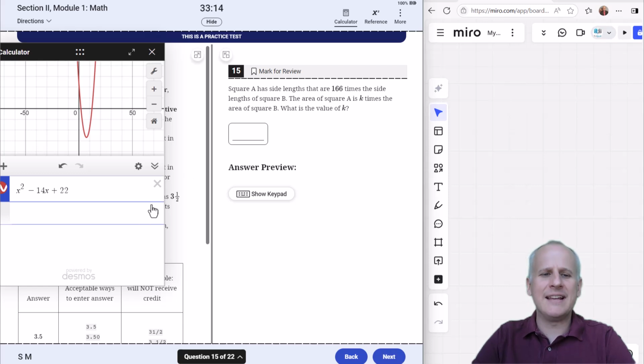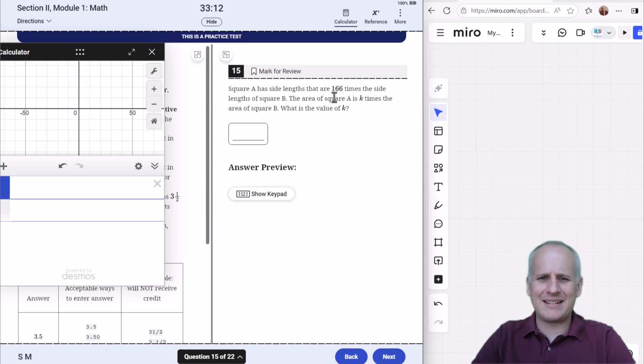Now, this next question, we are being asked what is the value of k. And we learn that the area of square A is k times the area of square B. Again, this is an exam that has a timing aspect to it, so you don't want to just draw this as your default position. I should know what the formula is for finding the area of a square.